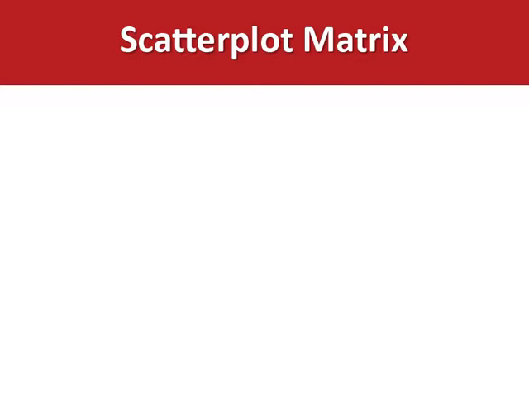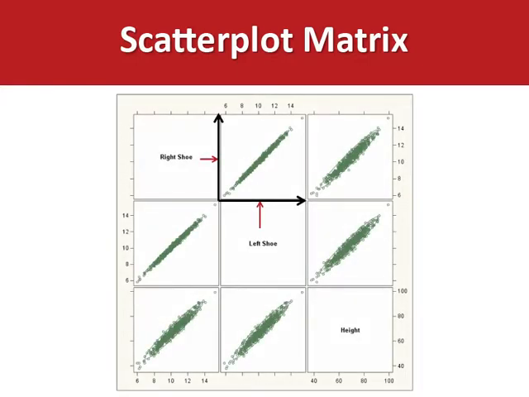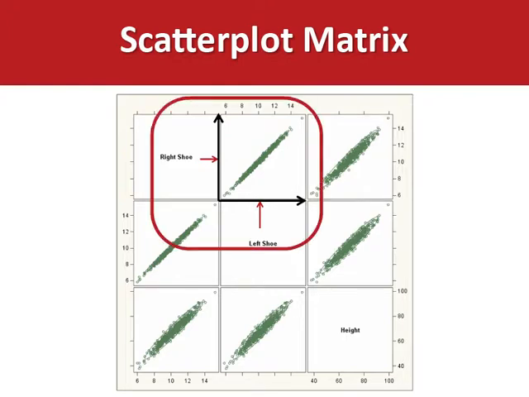And what we can do using a statistical tool like SAS is create what's called a scatter plot matrix. A scatter plot matrix is a very simple way to create a scatter plot for every possible combination of variables, both the explanatory variables and the response variable. So how we read this is we look at the different columns and rows, and we can see, for example here, right shoe plotted against left shoe. And not surprisingly, there's a very strong linear correlation.